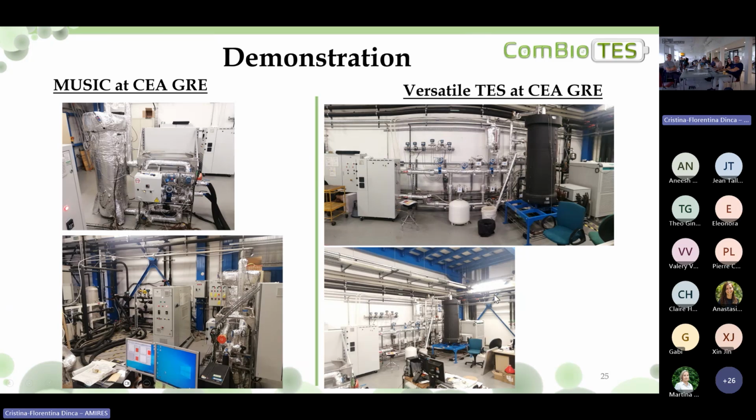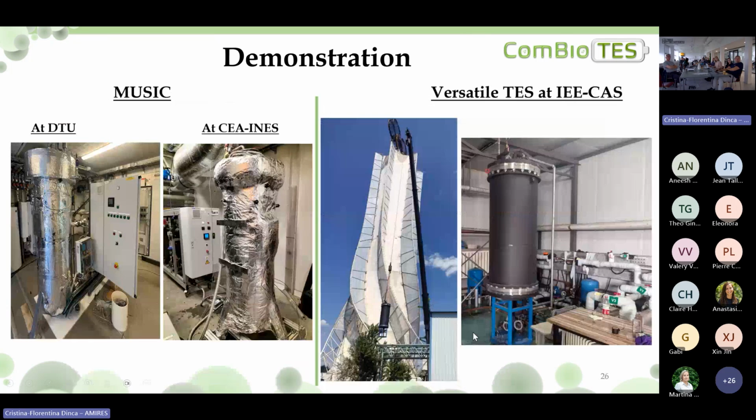You can see here just the test loop developed during the project to test the versatile, because we need a main circuit in water and a secondary circuit in glycol water. You can see also for the demonstration sites the prototype of MUSIC at DTU, the prototype of MUSIC at INES, and the prototype of the versatile at EECS in Beijing.